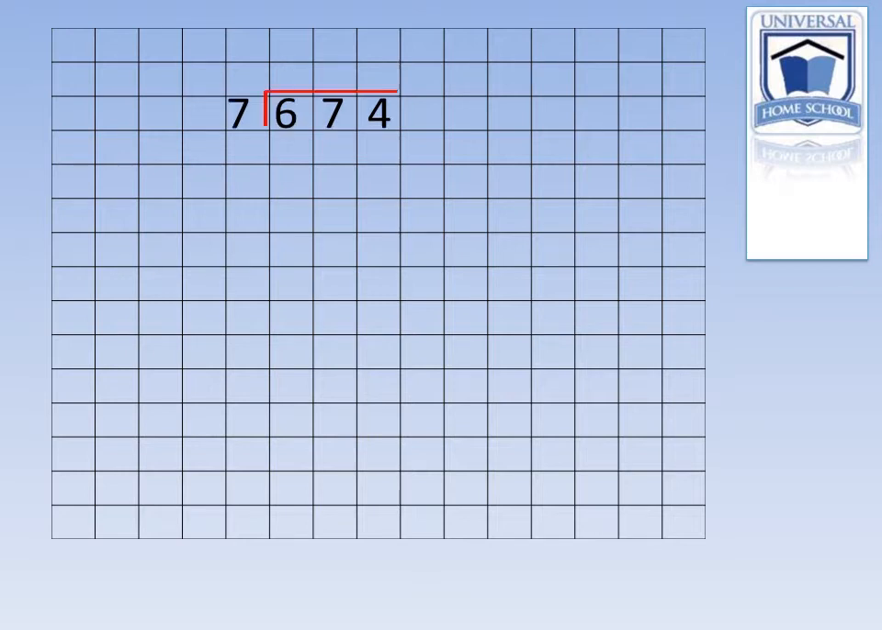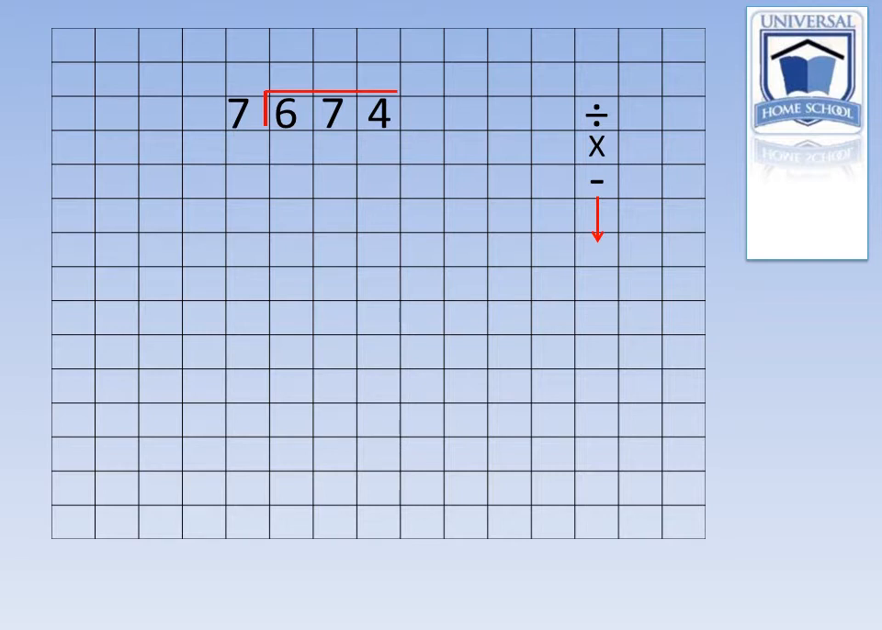First of all, we need a question. 674 divided by 7. In long division, we go by 4 steps: divide, multiply, take away or subtract, and bring down. I'm going to take you through this question very slowly.